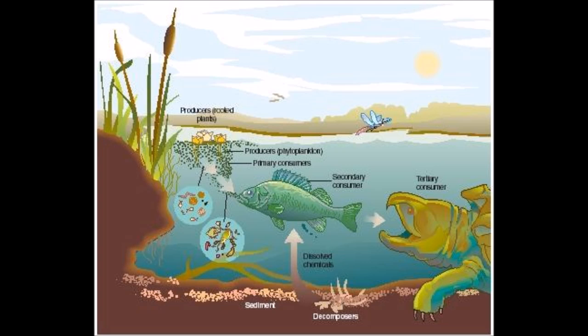A community is a group of interacting populations living in the same area or habitat. The community usually consists of different species of organisms. In a freshwater ecosystem, an example of a community would be lily pads, frogs, and fish interacting with each other. This picture shows an example of a community within a freshwater ecosystem.